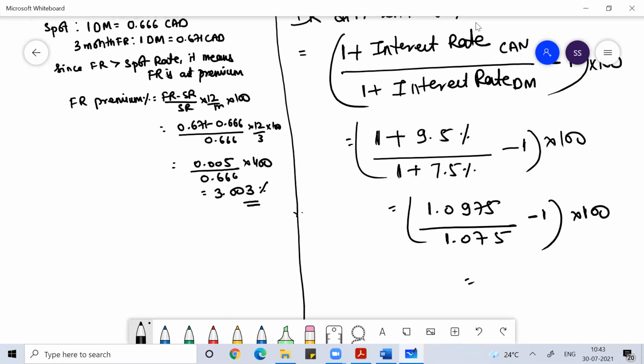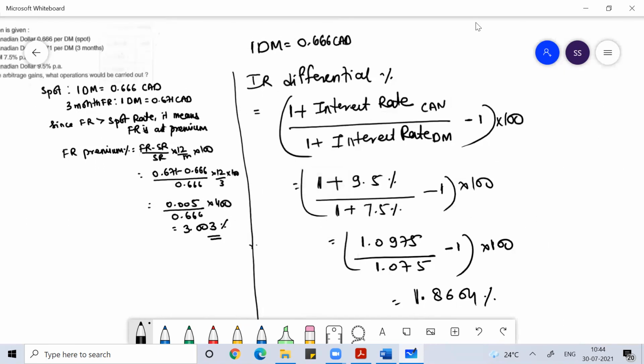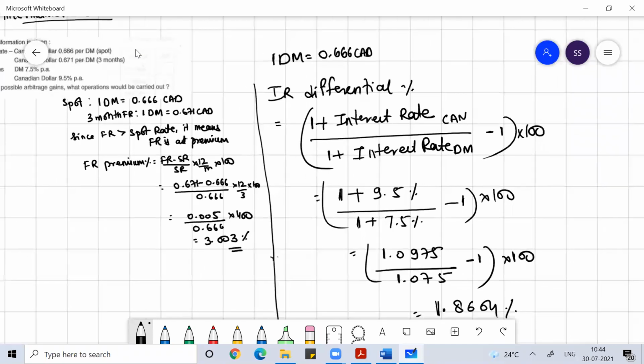1.095 divided by 1.075 minus 1, into 100, gives 1.8604 percent. See this calculation, everyone, write it down.